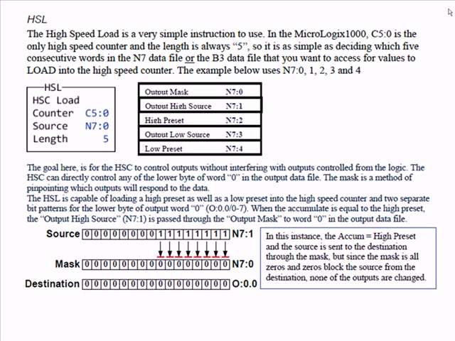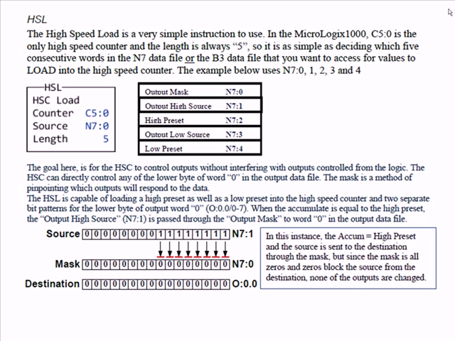The mask is a method of pinpointing which outputs will respond to the data. So really, the output mask is what prevents the high-speed counter from directly interfering with outputs that are controlled from the logic. So use the mask to block any of the source from the destination word for individual bits that are controlled directly by the logic. The high-speed load is capable of loading a high preset as well as a low preset into the high-speed counter and 2 separate bit patterns for the lower byte of output word.